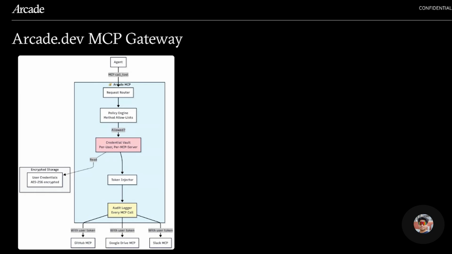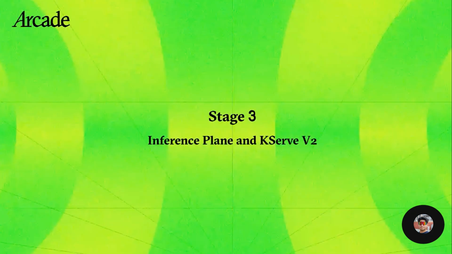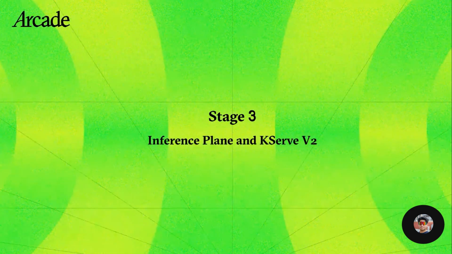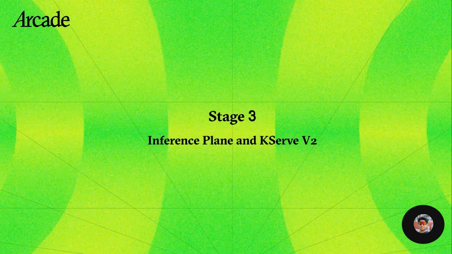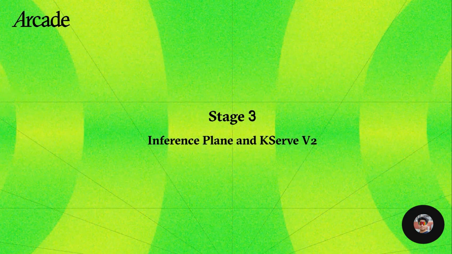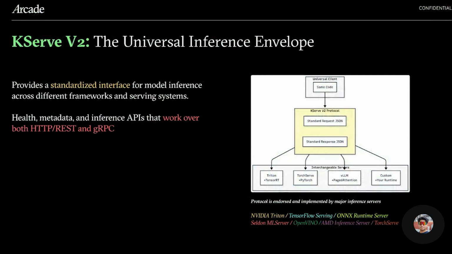Now that we've got tooling and understanding how agents fall into this, we can go on to stage 3. Now, this is the inference plane. Again, this is separate from your tool plane and your agent plane. So in the inference plane, one of the problems we have here is vendor lock-in, right?